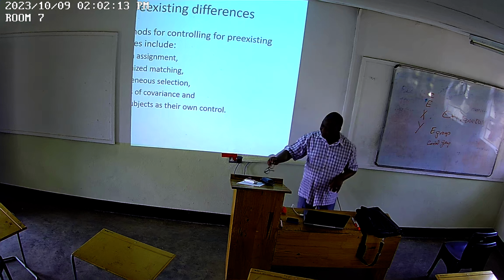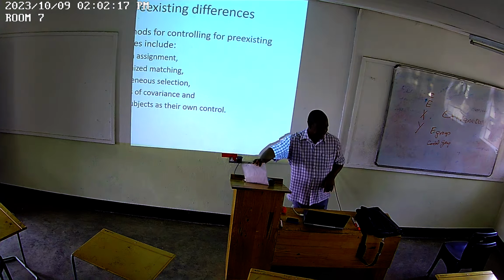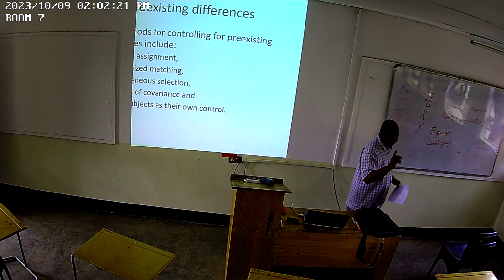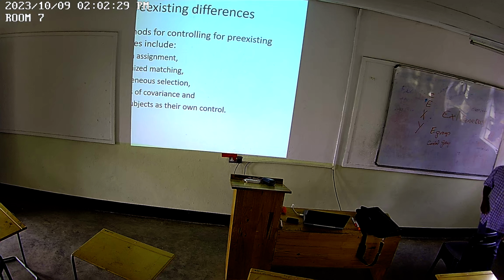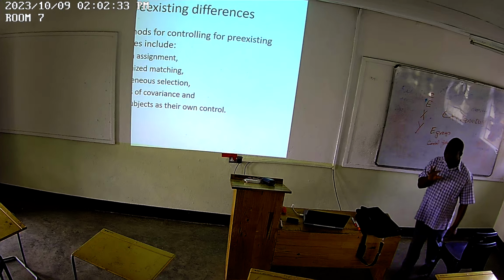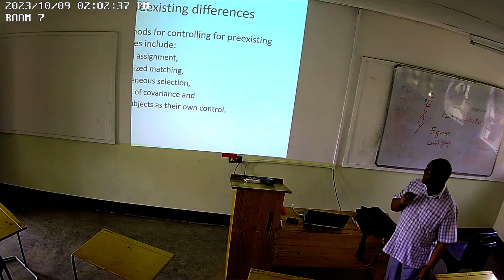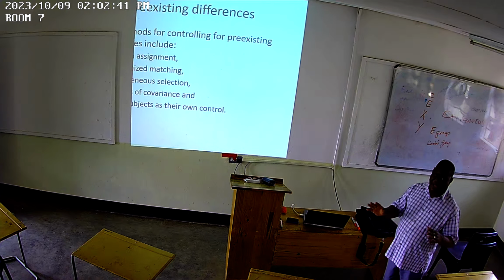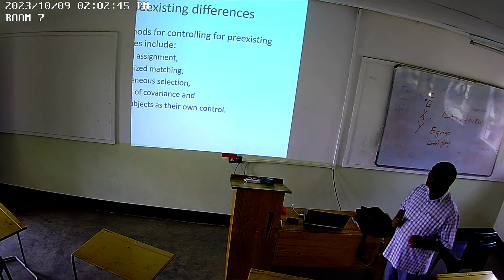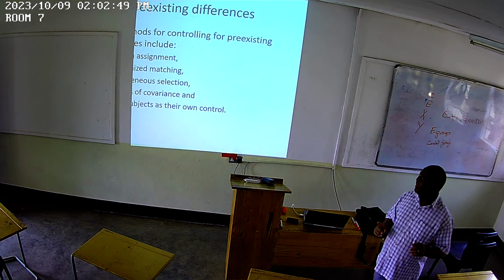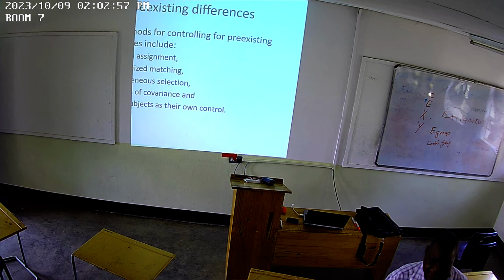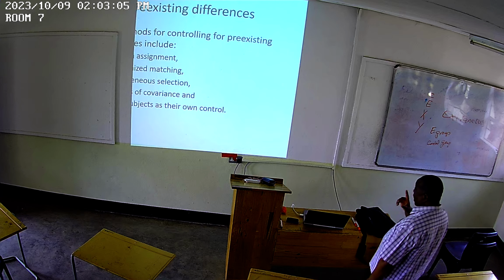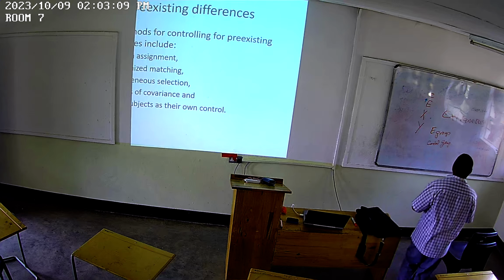This slide is just talking about ways of controlling, especially for the existing differences or the existing variables. We say that there are two types of confounding variables: the existing differences and the differences which occur during the time of the experiment. For the pre-existing differences, one way of controlling for them is random assignment.